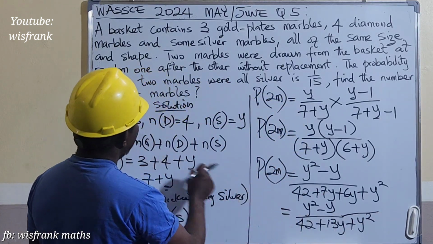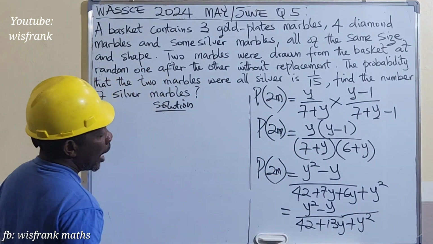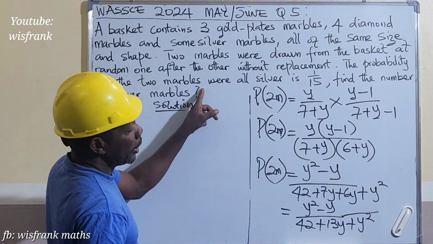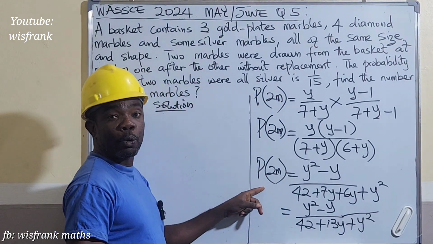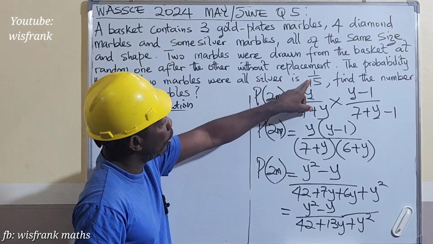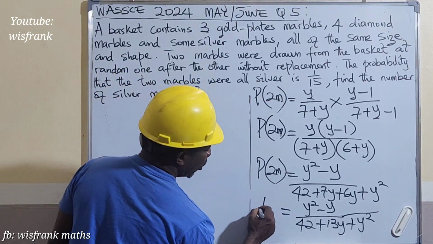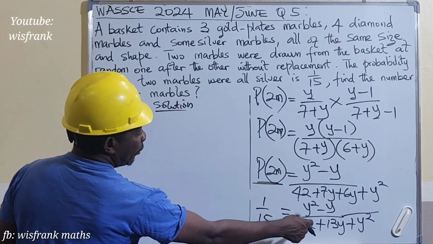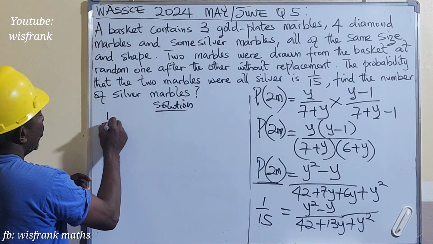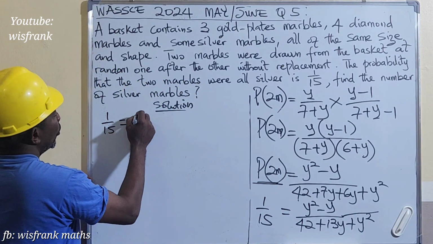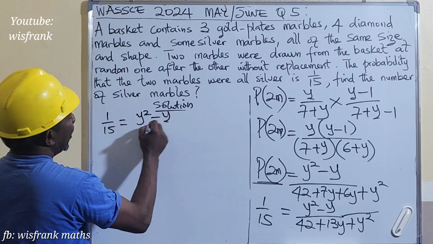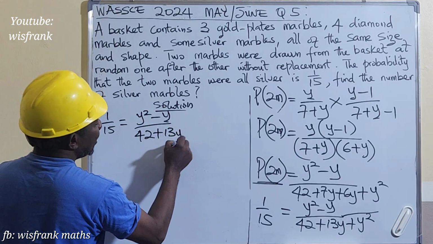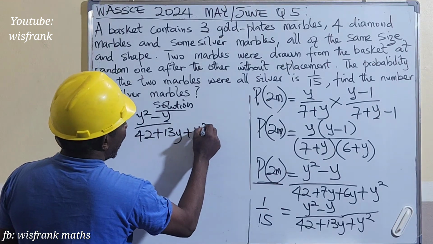So further simplifying this, we need to clean this. As we are told here, the probability that we pick the two marbles that were silver equals 1 over 15. So that will become 1 over 15 equals y squared minus y over 42 plus 13y plus y squared.